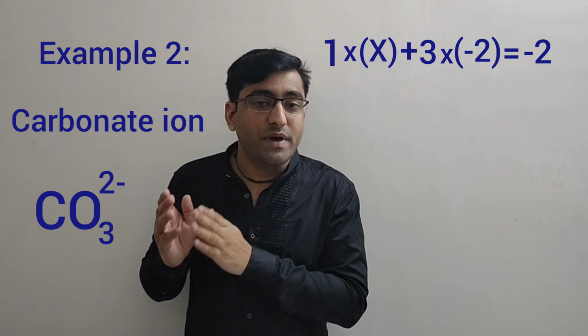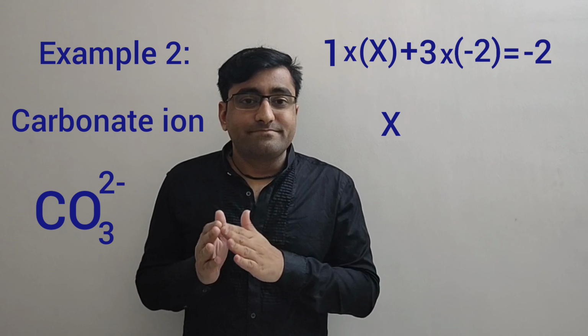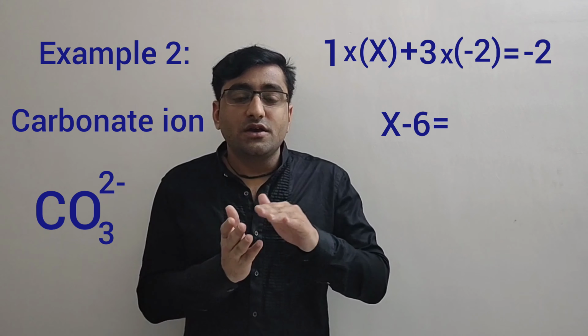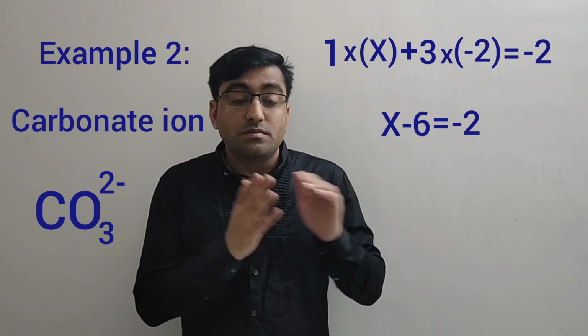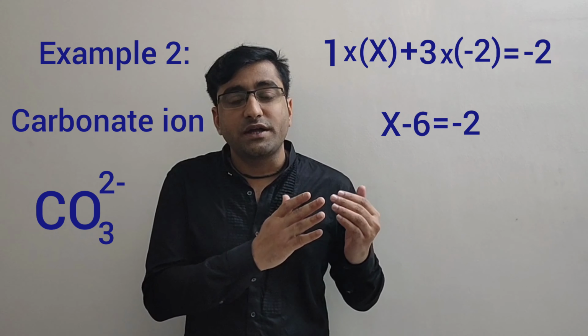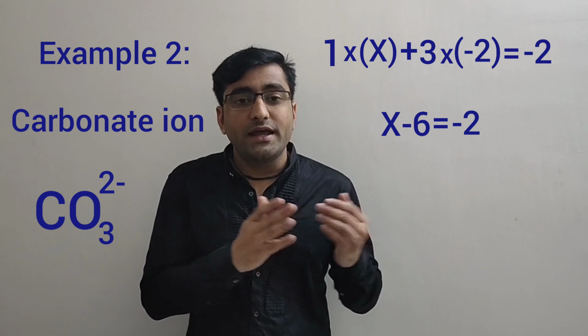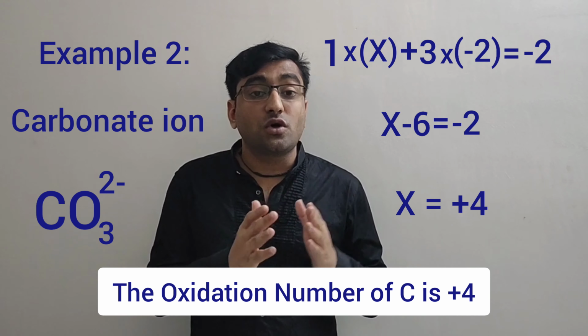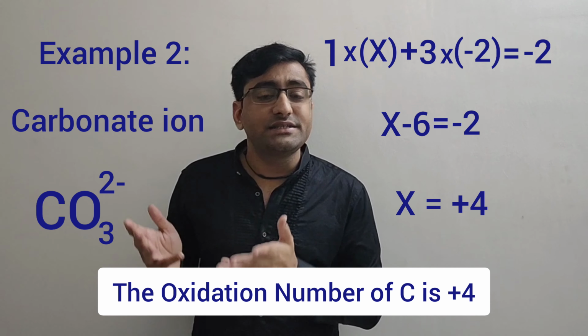So on performing the maths, we will get X minus 6 equals minus 2. Minus 6 goes on the other side, becomes plus 6. Plus 6 minus 2 is plus 4. And hence X equals plus 4. So the oxidation number of carbon here is plus 4. You can take more examples. As you go on solving more and more examples, you will gain perfection.